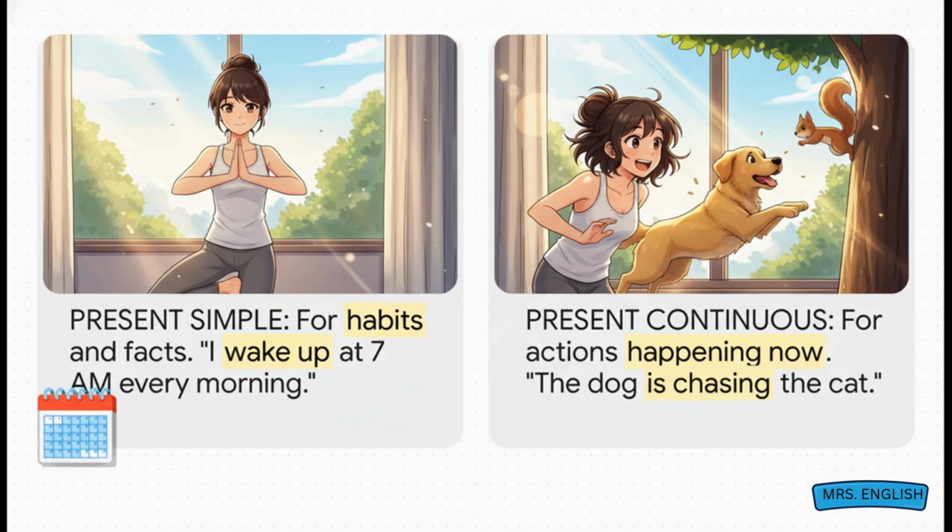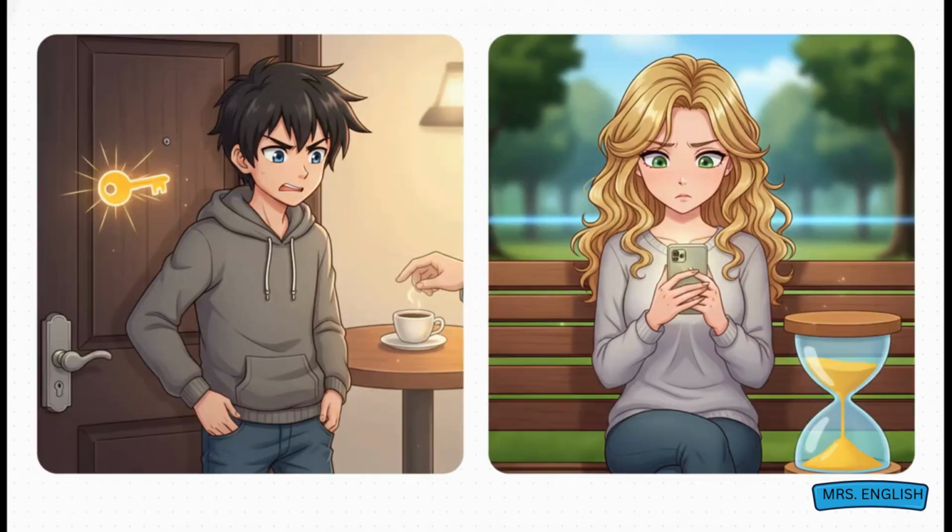But for an action that's happening right now, as we speak, we shift gears to present continuous. Look, the dog is chasing the cat. See? The action is unfolding right in front of us. Okay, now for a slightly trickier idea. Present perfect is like a bridge that connects the past to the present. For instance, I have lost my keys. Losing them happened in the past, but the result, me being locked out of my house, is happening right now.